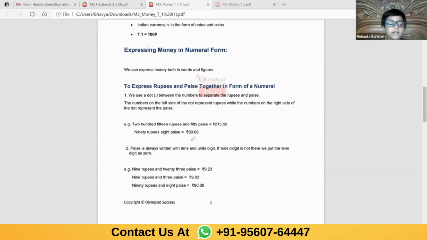Means which is the time to take the paise? See, whenever money is less than 1 rupee, then we use paise. If it is 99 paise, it is not even 1 rupee, isn't it? Okay, ma'am. So paise is always less than a rupee. So if I have to write anything which is less than 1 rupee, I will have to use paise.